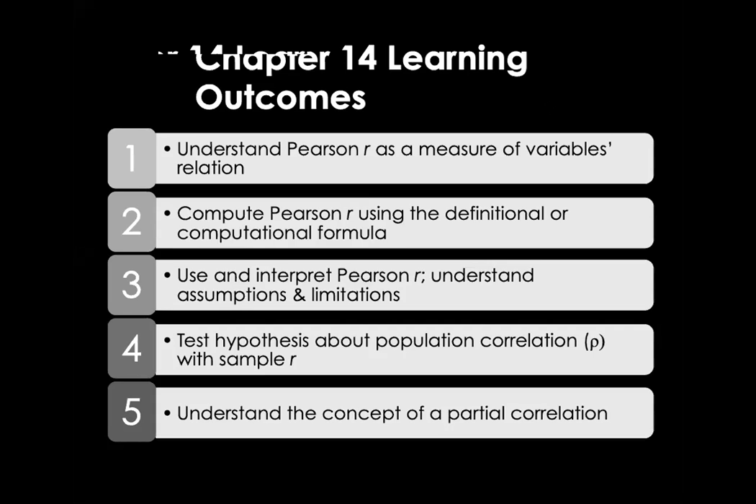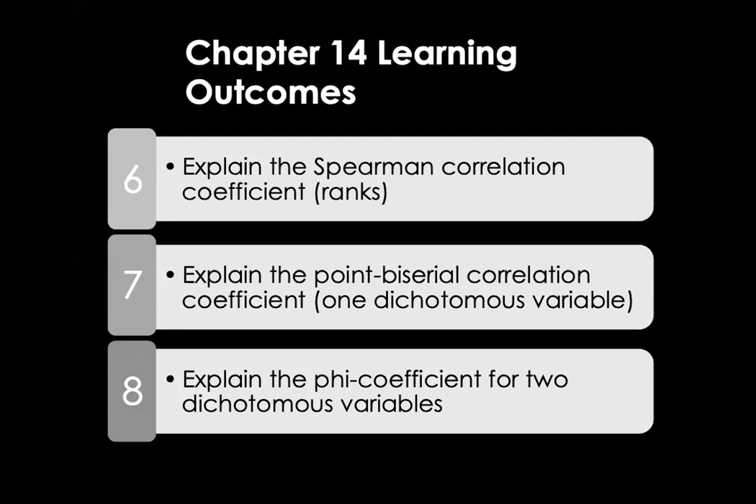So after this chapter or lecture, you should be able to understand Pearson's r as one way of measuring how variables are related. You should be able to compute it using two different formulas. You should be able to use and interpret it, understand what it means, basically, test a hypothesis using a sample r, and understand the concept of partial correlation, explain the Spearman correlation coefficient, the point biserial correlation coefficient, and the phi coefficient for two dichotomous variables. So all kinds of things we're going to cover today.